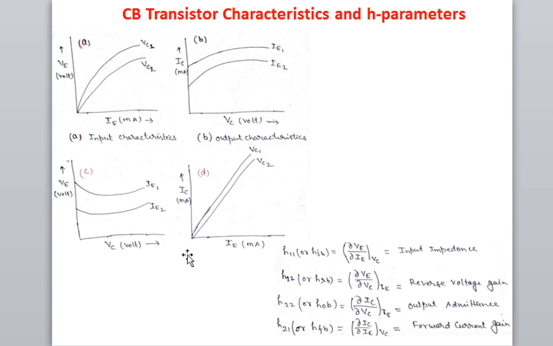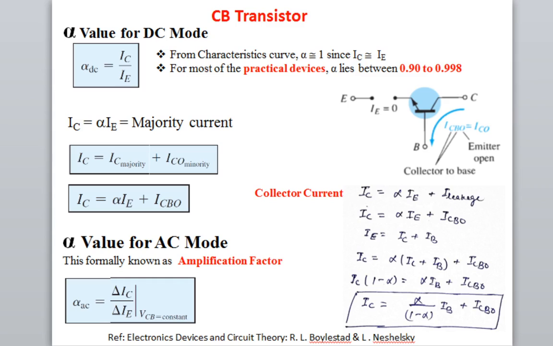Then I discussed some concept of collector current, and in collector current I gave the concept of leakage current. Collector current is basically flowing due to 2 types of charge carriers, that is majority charge carriers and minority charge carriers. The majority charge carrier current I defined as IC majority, and the minority charge carrier current I defined as ICO, that is collector current when emitter is open. So that is collector to base current.